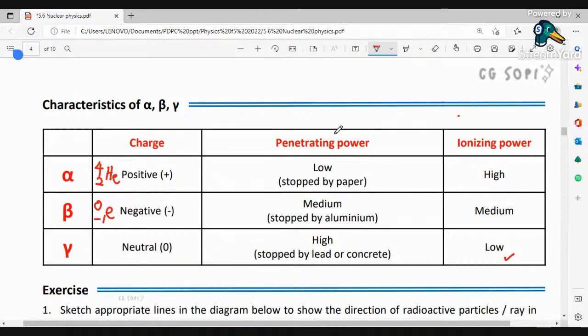Okay, so if you compare penetrating power, gamma is the highest one, followed by beta and then alpha. Ionizing power, alpha is the highest one, followed by beta and then gamma. Okay, so that is the characteristic of radiation, alpha, beta, gamma.